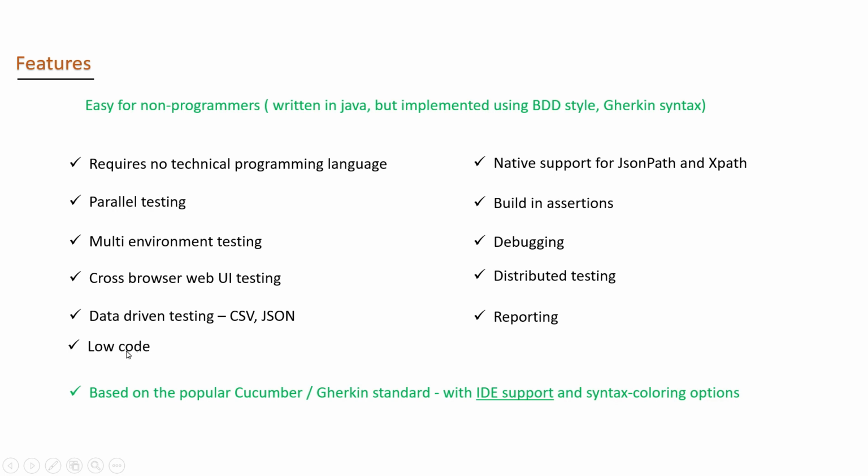Whenever we say low code, it means it's very rare that you are going to write code, because the steps that are available inside Karate are going to fulfill all our requirements. We have native support for JSON path and XPath, and built-in assertions as well. You don't need to write the assertions, because whatever the possible assertions are in our day-to-day utilization, this Karate framework provides all the assertions to us.